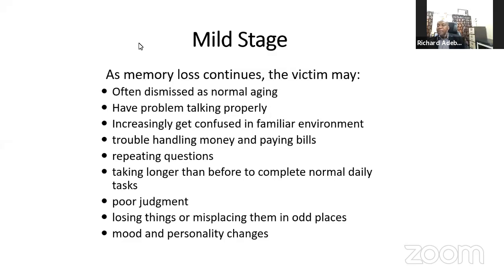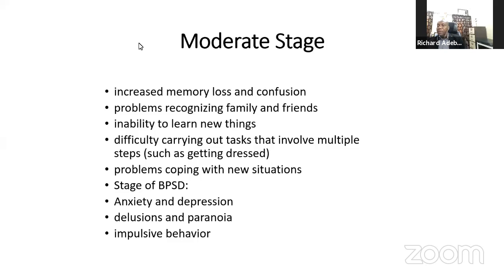Moderate stage: there's increased memory loss and confusion. There's a problem recognizing family and friends. Sometimes they want to call the first child, but they mention the name of the third child. They start interchanging names like that for family members. Then they find it difficult to learn new things. They have difficulty carrying out tasks that involve multiple steps, such as getting dressed. They get confused along the line. They have problems coping with new situations. And then gradually the stage of BPSD arrives, these behavioral and psychological symptoms of dementia.